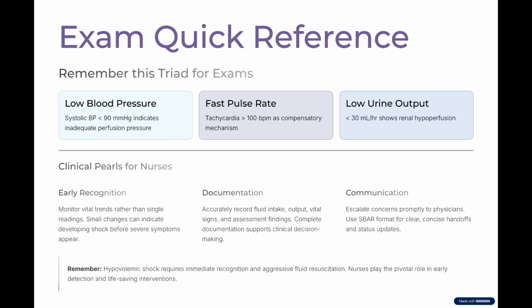Exam quick reference. For exam preparation, remember the classic triad of hypovolemic shock: low blood pressure, typically systolic below 90 millimeters of mercury; fast pulse rate, usually above 100 beats per minute; and low urine output, less than 30 milliliters per hour. Focus on trends rather than isolated readings. Small changes can indicate deterioration before severe symptoms appear.